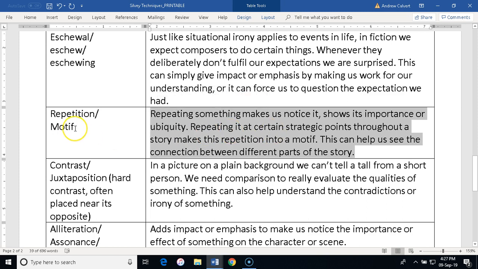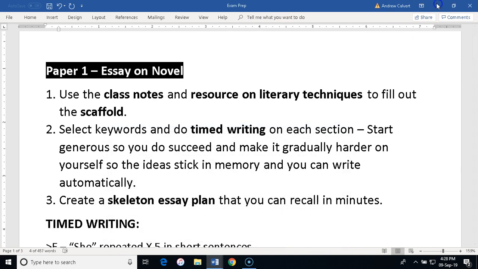So Silva uses the motif of Charlie thinking about books that he's read, and he repeats this throughout to make us notice it, to show its importance or how common it is, etc. So you should be able to get keywords and ideas from what's on the right to make a claim about what you've identified.